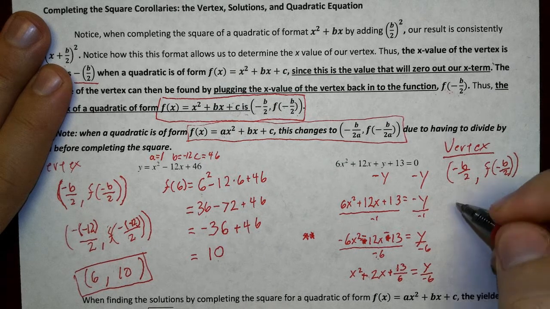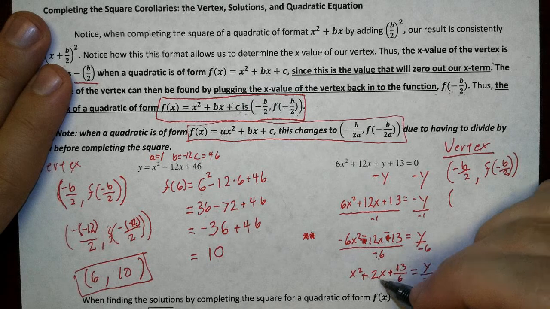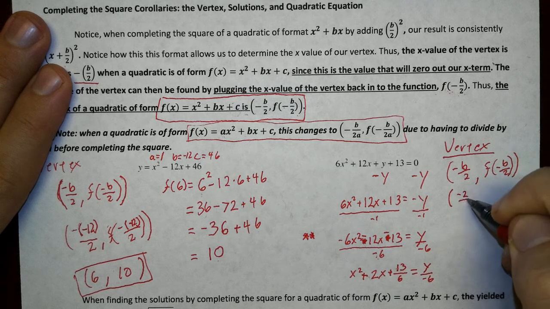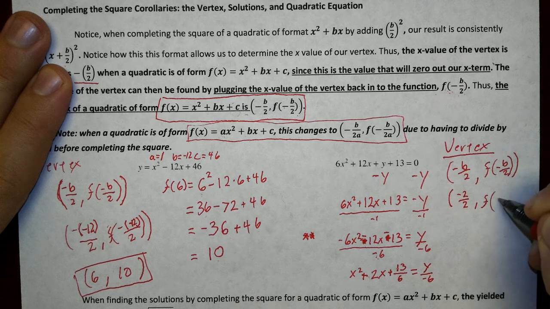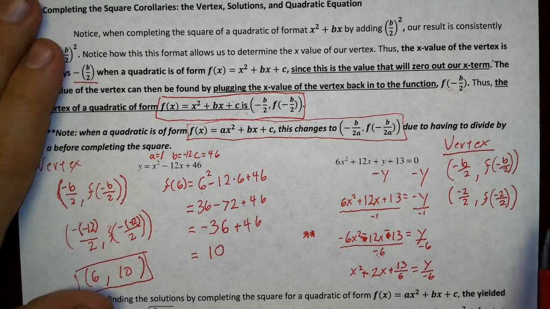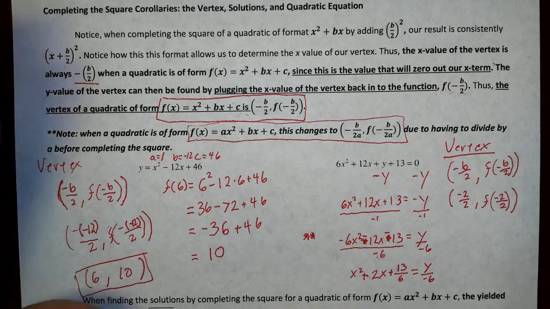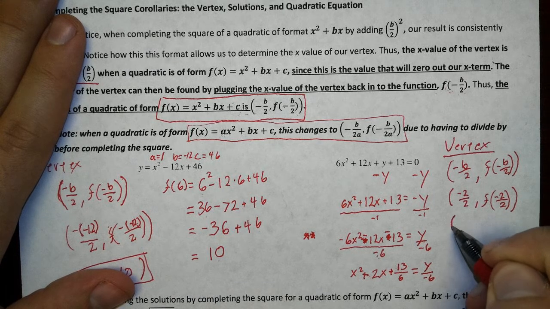So this is what it's going to look like. So I'm going to have 2, which is b, negative 2 divided by 2, comma, f of, parenthesis, negative 2 divided by 2, close parenthesis, close parenthesis. And this is my point. Okay, now of course I want to go ahead and simplify this, so that's what I'm going to spend this next little bit of time doing.